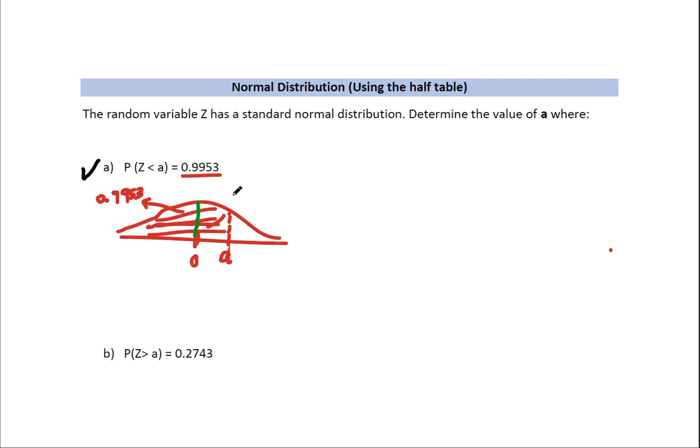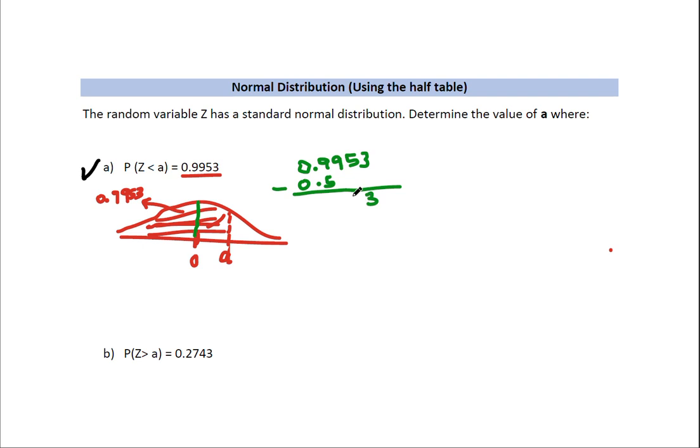And then there's this other portion here, which would account for 50%. Take out 50% taken away from the given probability. That's the area between 0 and a, would be 50% or 0.5 subtracted from the given probability. So, in order to determine this result, I will need to take 0.9953 minus 0.5. The only reason why I need to do this is because I'm working with a half table.